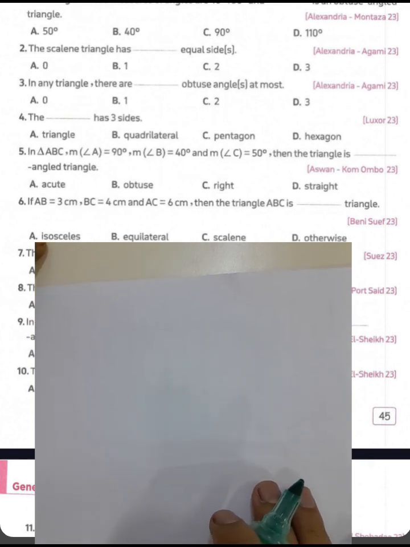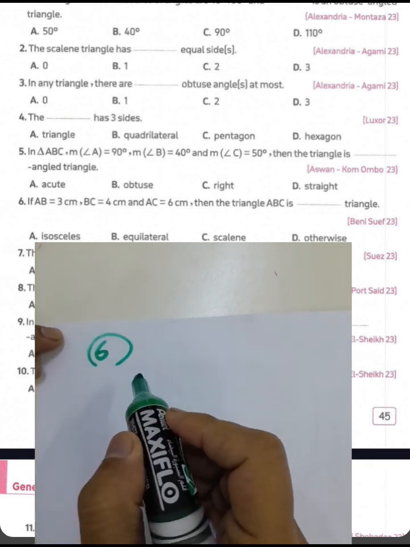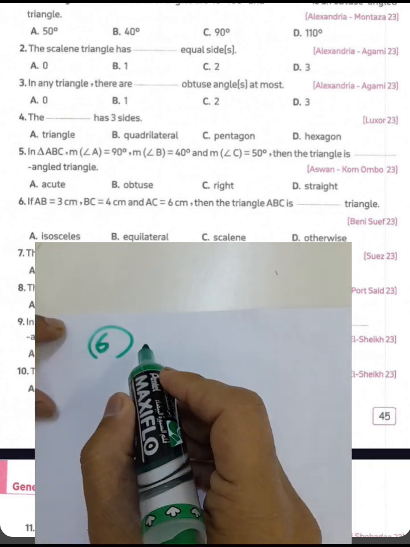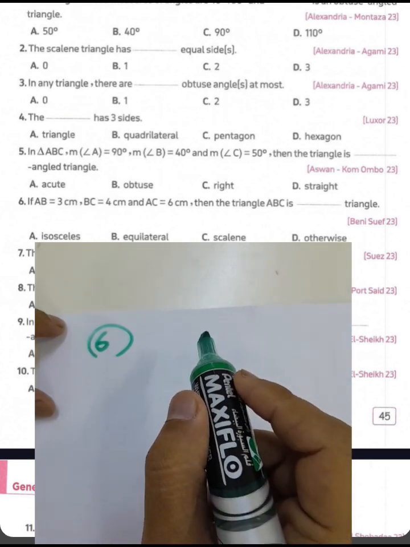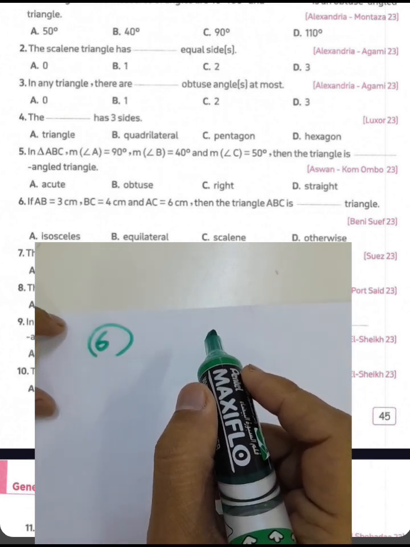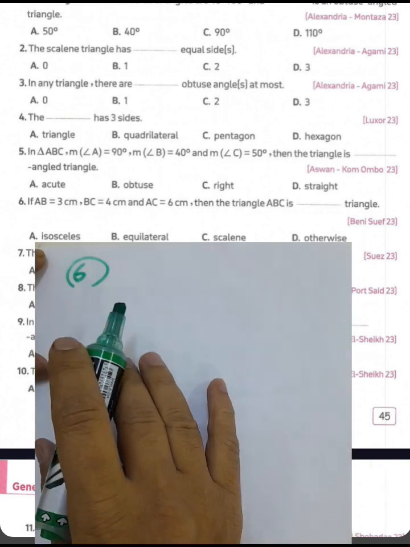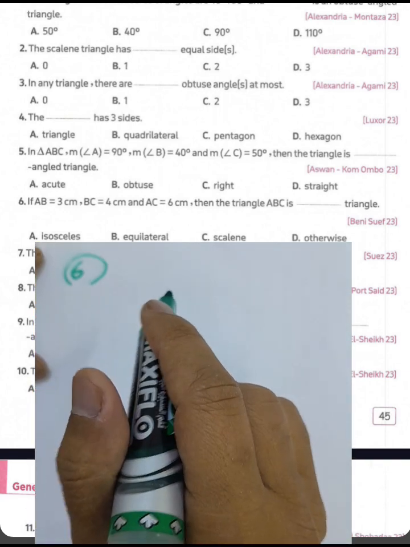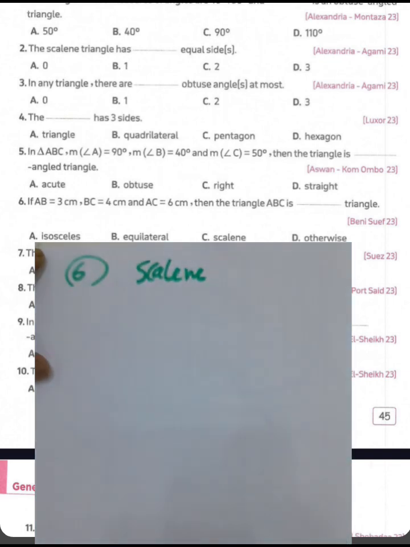Look with me at question number 6. If EP equals 3 cm, BC equals 4 cm, and EC equals 6 cm, then this triangle we call what? Scalene triangle. All sides are different. 3, 4, 6. We call it scalene triangle.